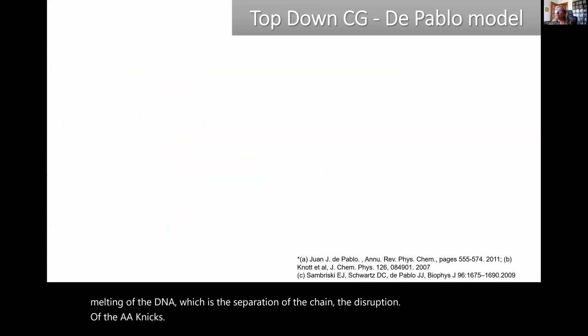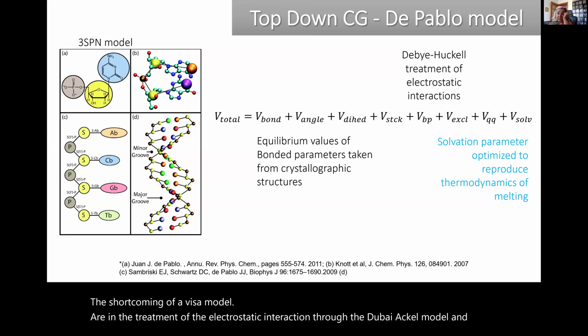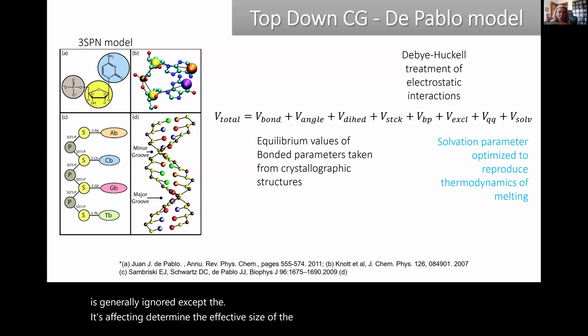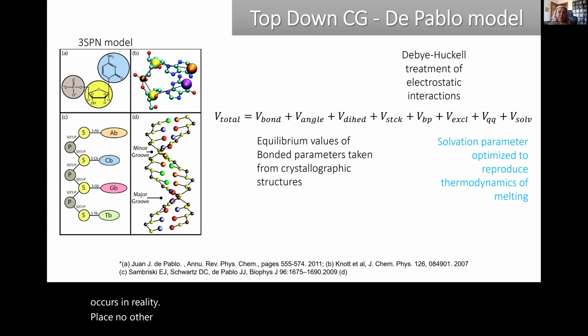The shortcomings of this model are in the treatment of the electrostatic interaction through the Debye-Hückel model, and ions are spherical and not polarized by the surrounding electric field. The solvation of ions is generally ignored, except for its effect in determining the effective size of the ions. And the solvent, differently from what occurs in reality, plays no other role than providing a medium that has a constant permittivity.